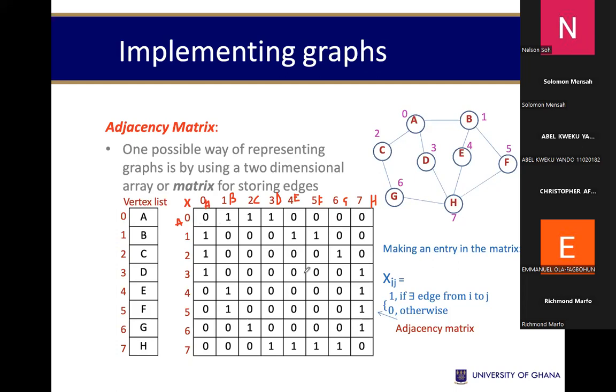Hello, sir. Please, are we pairing the numbers or the letters on the vertical axis to the horizontal, or the horizontal to the vertical? Any will hold. You can choose any of them to use. If you want to do A to B or B to A, it's the same thing.